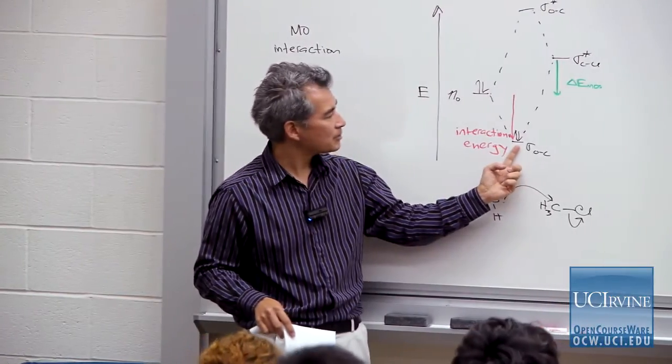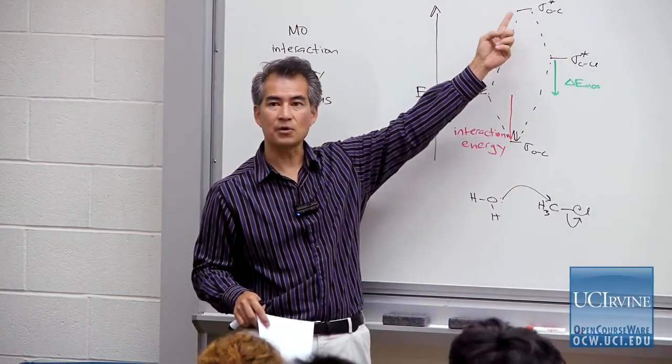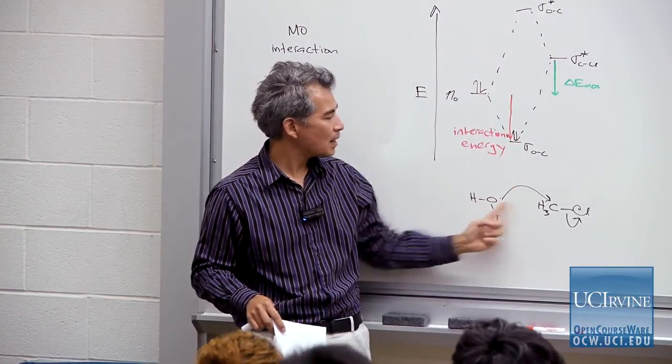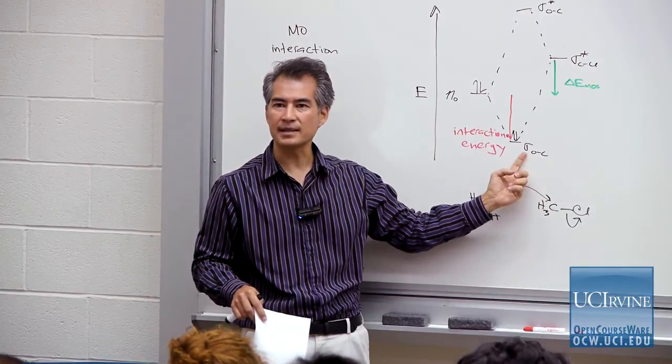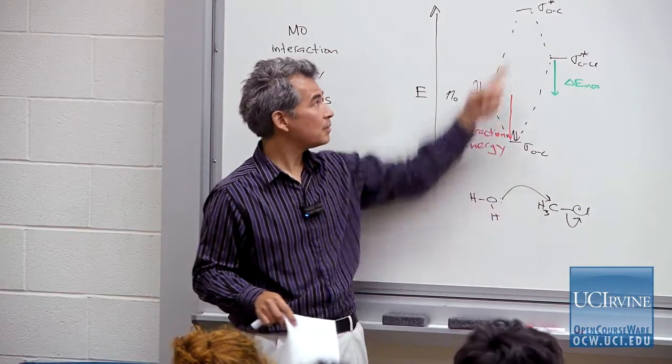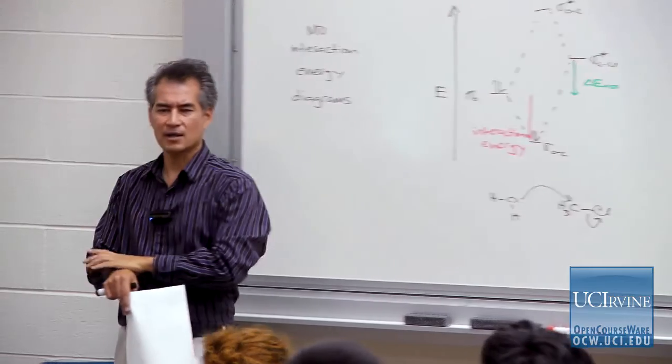I get a filled orbital that's lower in energy and an unfilled orbital. I create a new bond, a new oxygen-carbon bond. I'm representing it like this. I create a new antibonding orbital that goes along with that new bond that we create.